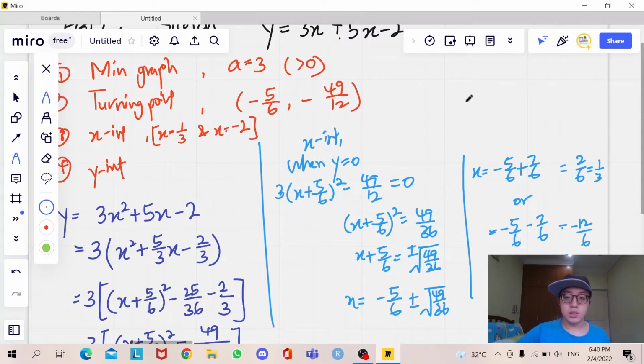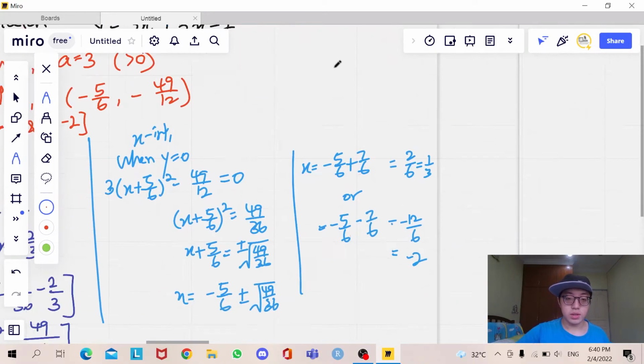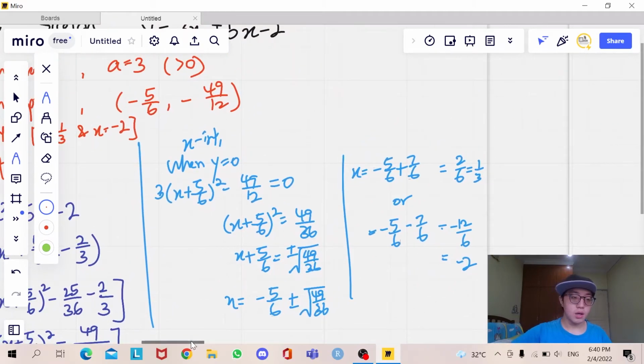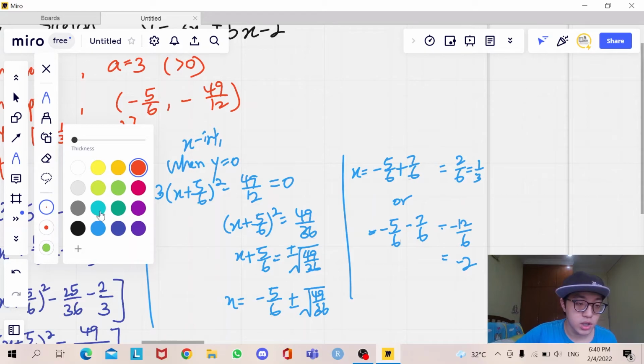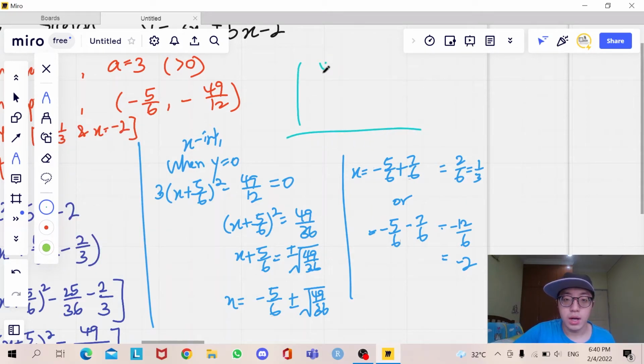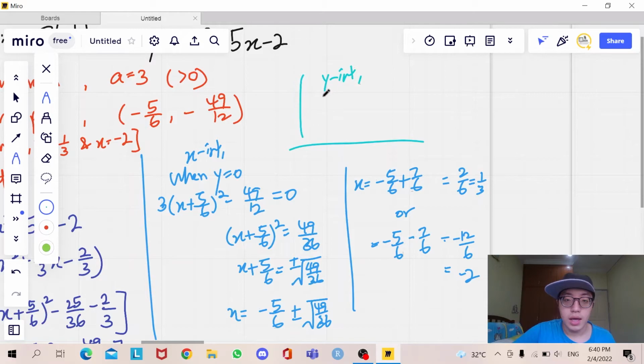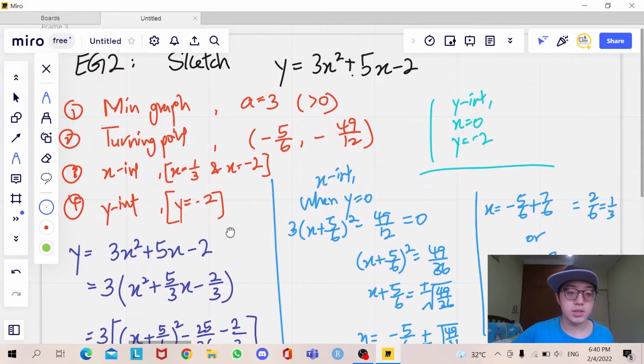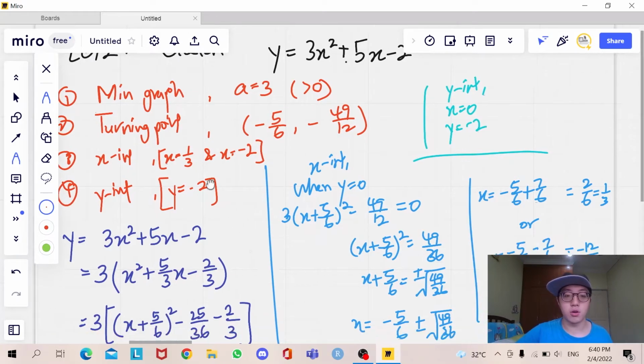So last thing, y-intercept. Let's do it. Let's see how much space we have here. I'll just do it up here because down there we need to sketch the graph. So for the y-intercept, x equals 0. When x equals 0, we substitute 0, y is equal to negative 2. No issue, y equals negative 2. Therefore your y-intercept is y equals negative 2. If the question asks you to state the coordinates of the intercept, make sure you write (0, -2). The coordinates must include both.